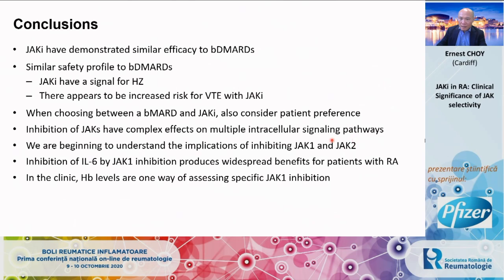And the magnitude of inhibiting JAK2 may well be ultimately the crucial factor in deciding whether it's good or bad in individual patients. And in clinical trials, I've suggested to you that changes in hemoglobin will be one way of assessing whether something is very JAK1 specific, because if you're starting to see changes or reduction in hemoglobin level, that would suggest that a compound has JAK2 inhibition.